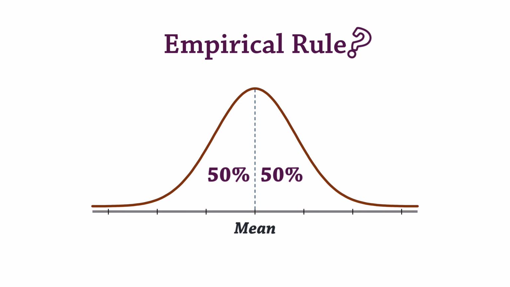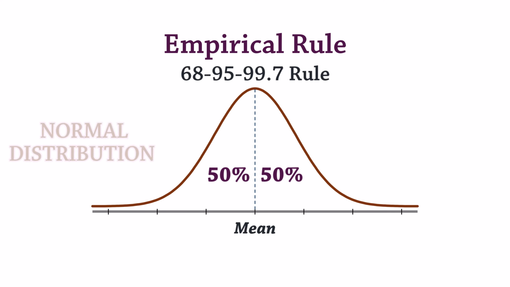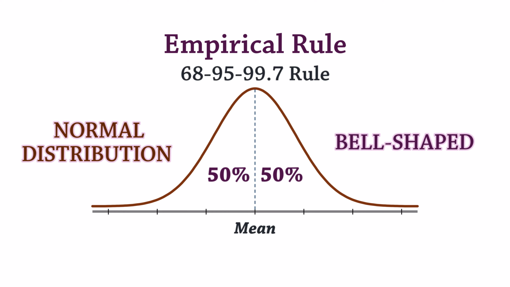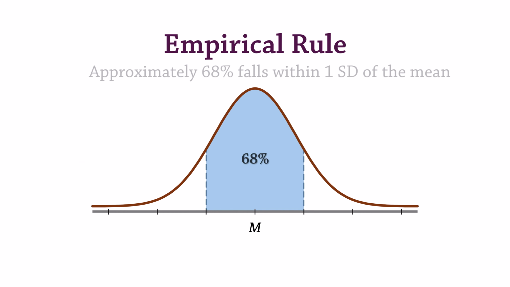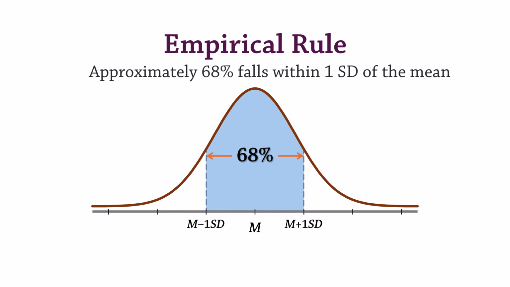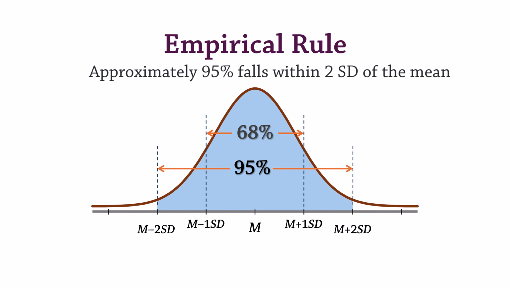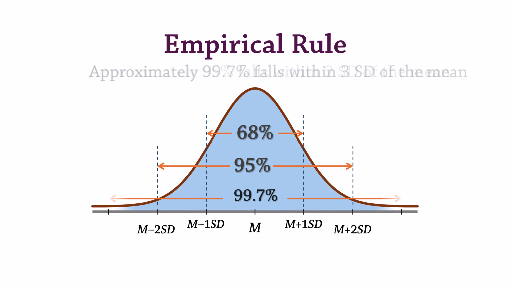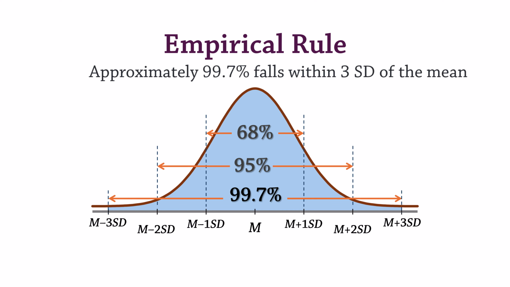So what is the empirical rule? Also known as the 68-95-99.7 rule, the empirical rule states that for a normal distribution or for bell-shaped curves, approximately 68% of the data falls within one standard deviation of the mean. Approximately 95% of the data falls within two standard deviations of the mean, and approximately 99.7% of the data falls within three standard deviations of the mean.